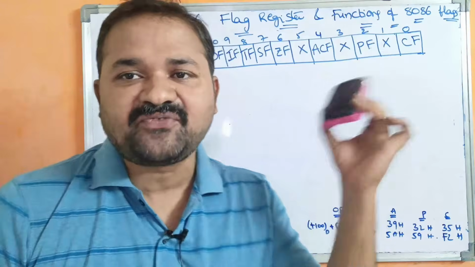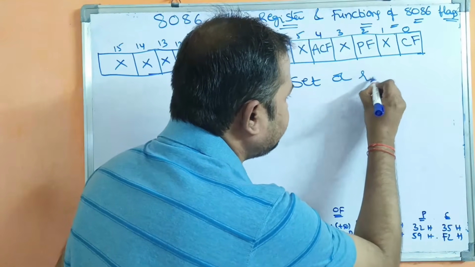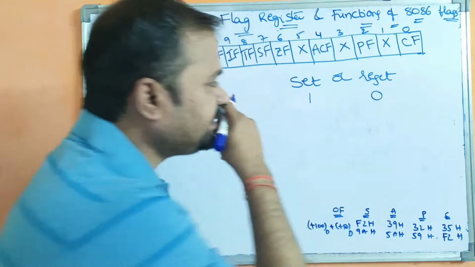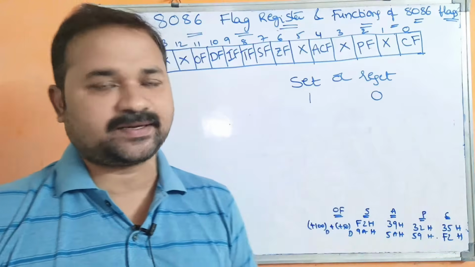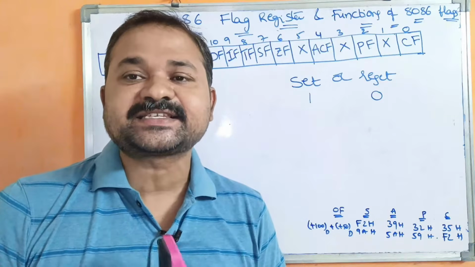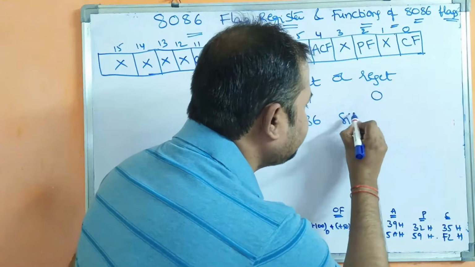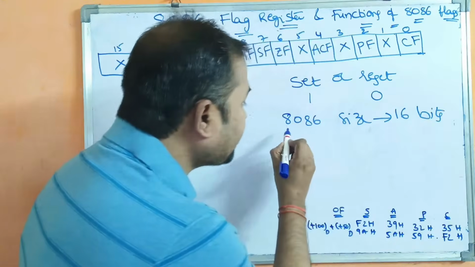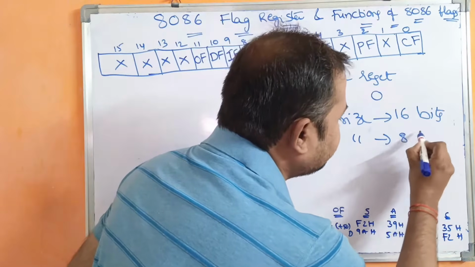The status of the flag can be either set or reset. Set means the value is 1 and reset means the value is 0. So that is the status of a flag. In 8086, the size of the flag register is 16 bits, whereas in the 8085 microprocessor, the size of the flag register is 8 bits.